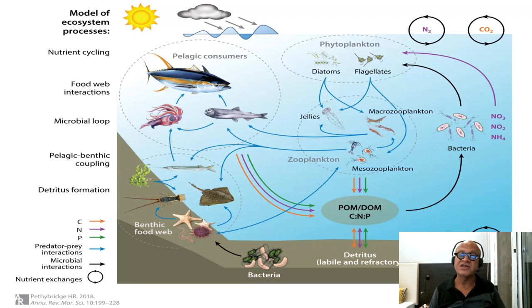The ocean itself takes up more than 90% of the excess energy from anthropogenic greenhouse gas impacts. So I wanted to just put one module in for the marine ecosystem, since I am more from the marine side. So this is from this review paper looking at models of ecosystem processes.